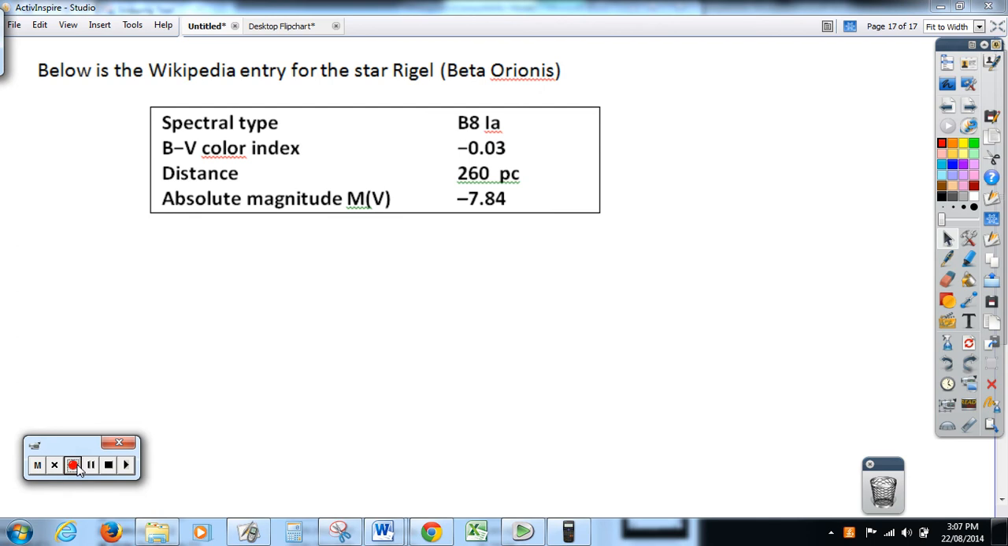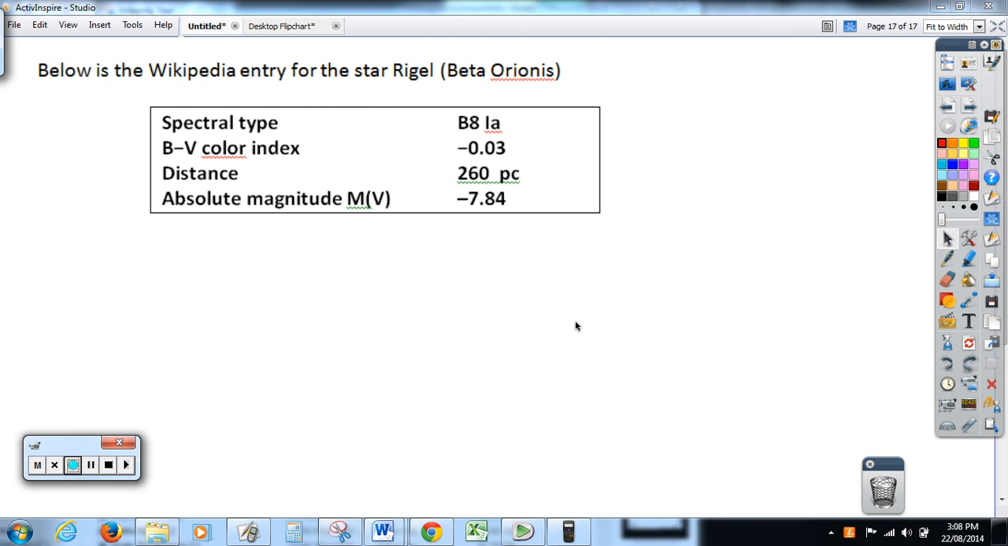Okay, now we have a look at the second case study, which is at the back of the colour index prac, also called the false colour index prac. This time we're just asked to find as much information about one star. So here is the information from the Wikipedia entry on Rigel, or Beta Orionis as it is most commonly known. So let's unpack all this data and see what we can do.